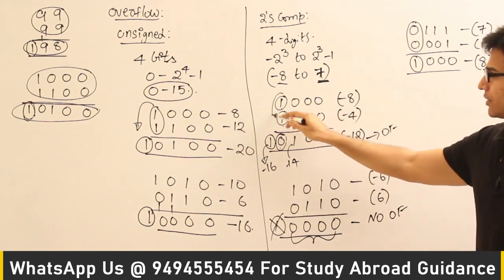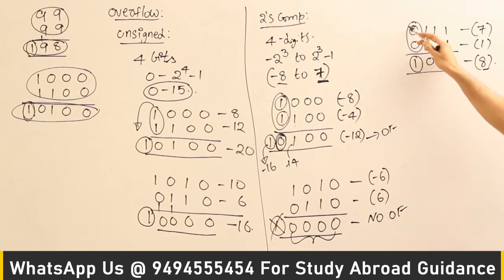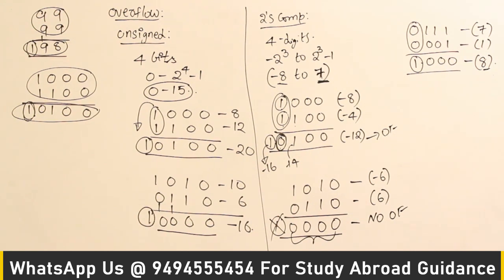When two negative numbers are added, when the result turned out to be positive, it is overflow. When two positive numbers are added and the result turns out to be negative, then it is overflow. So can we say that always if there is no carry, there is overflow? We cannot say that again. Therefore, we cannot depend. I'll just give you an example.